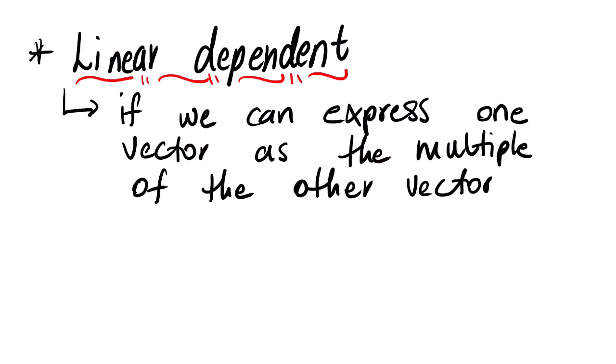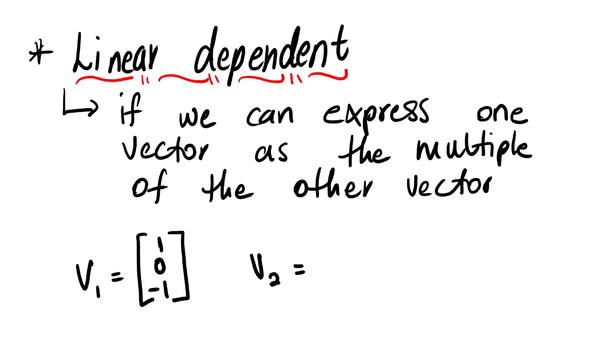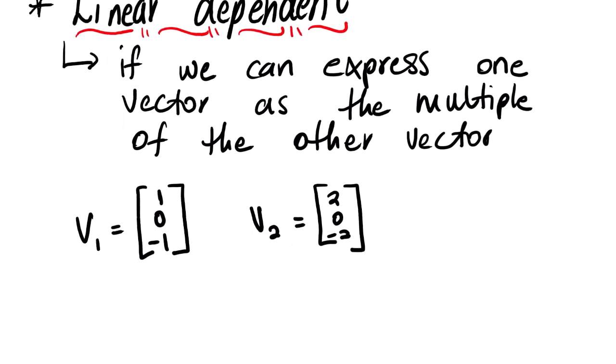We say two vectors are linear dependent if we can express one vector as the multiple of the other vector. Now remember, in this lesson video we are going to focus only on two vectors, so it's very simple. So suppose we have vector 1, which is v1, and then we have v2, then the question says, are these vectors linear dependent?